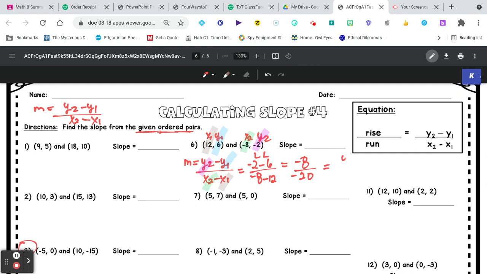So we end up with positive 8 over 20. A negative divided by a negative is a positive. And I can simplify this. I can divide them both by 4. So I end up with 2 over 5. So the slope is 2/5. And that's all you do.